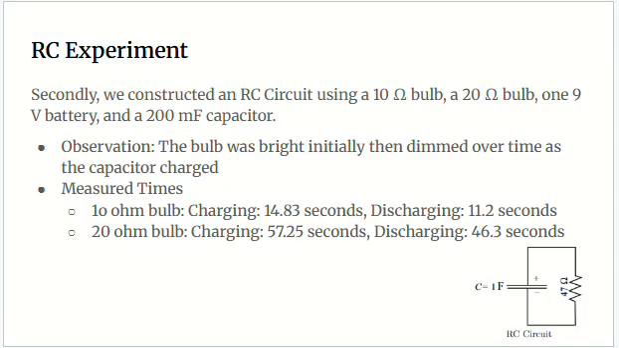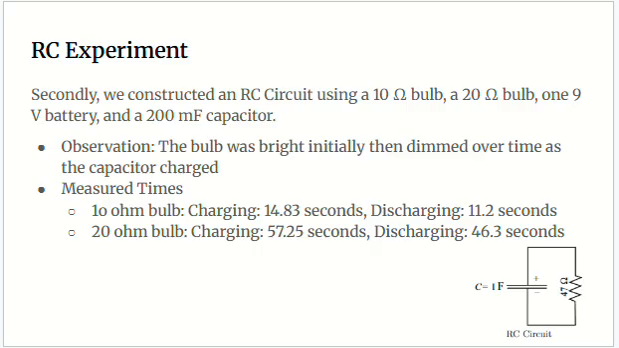Secondly, we constructed an RC circuit using a 10 ohm bulb, 20 ohm bulb, one 9-volt battery, and a 200 microfarad capacitor. Our observation was that the bulb was bright initially and then dimmed over time as the capacitor charged, which makes complete sense since at time equals 0, the current's flowing into the bulb and the capacitor is not charged, but as time goes on, the capacitor is actually taking more of that charge away from the bulb, and therefore the bulb light dims.